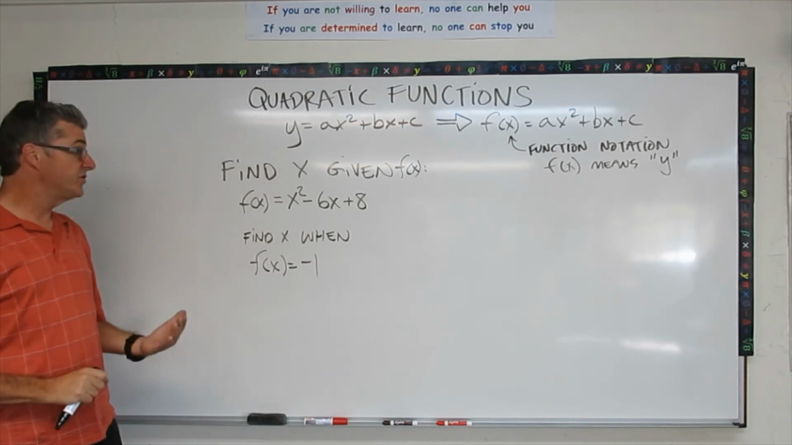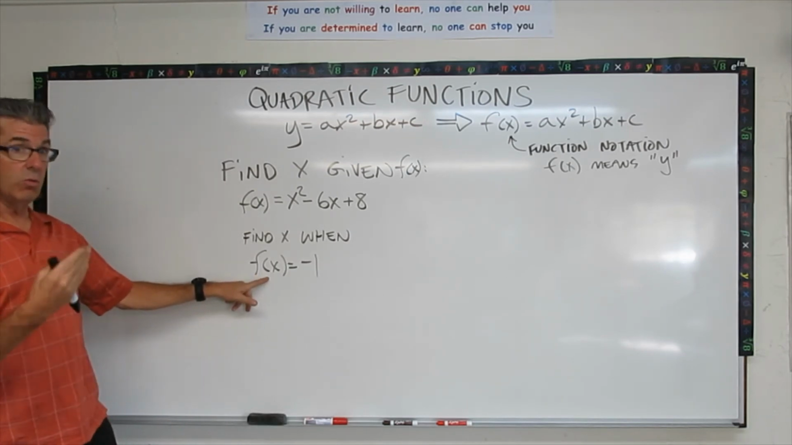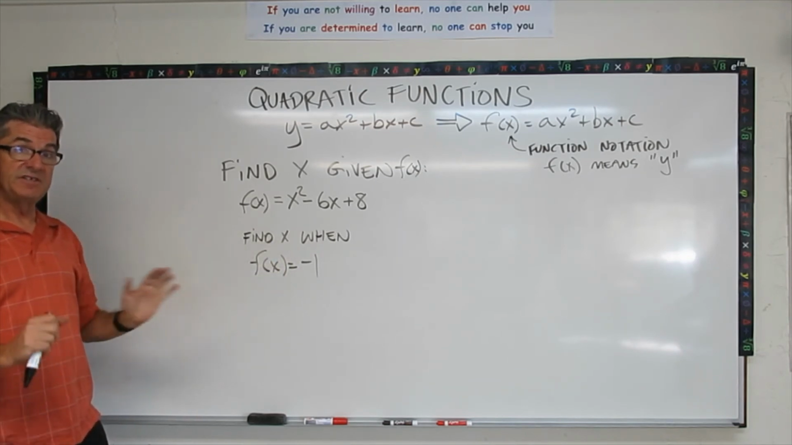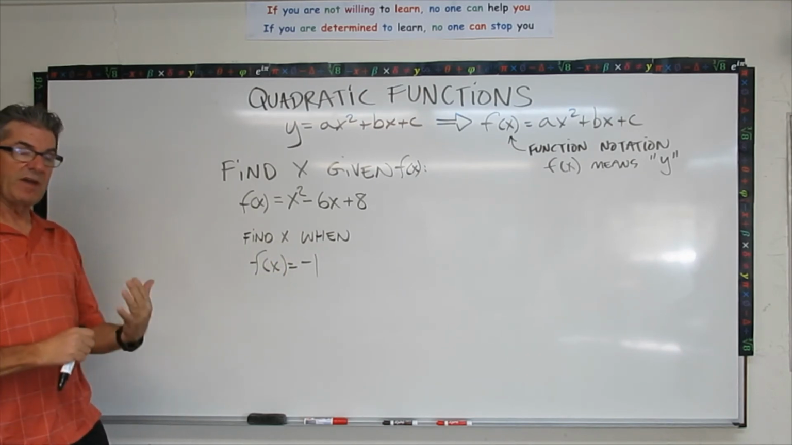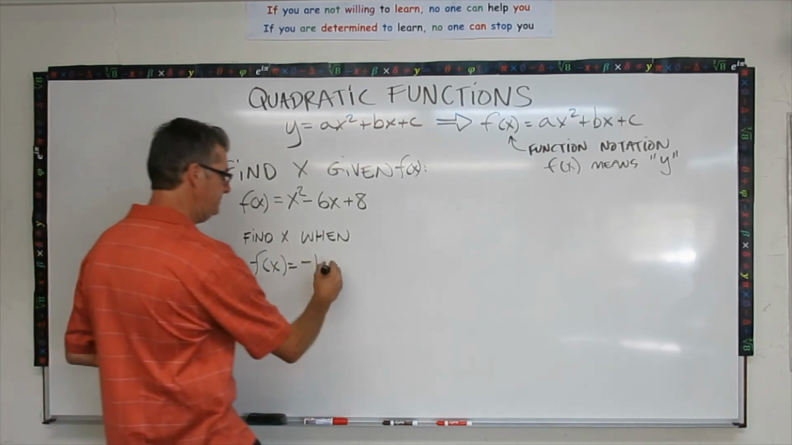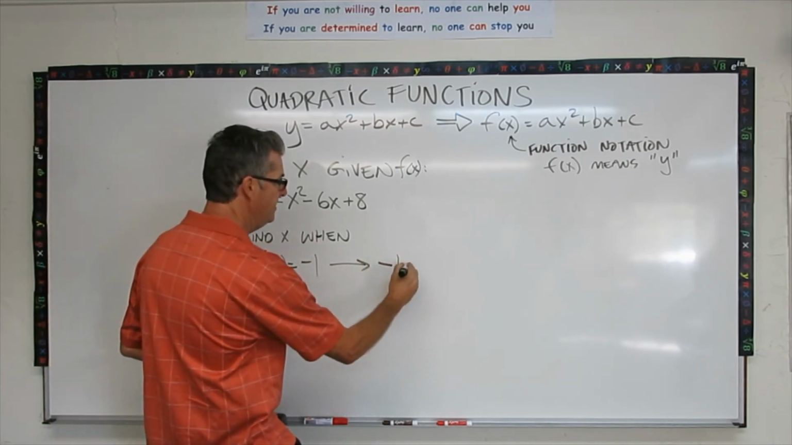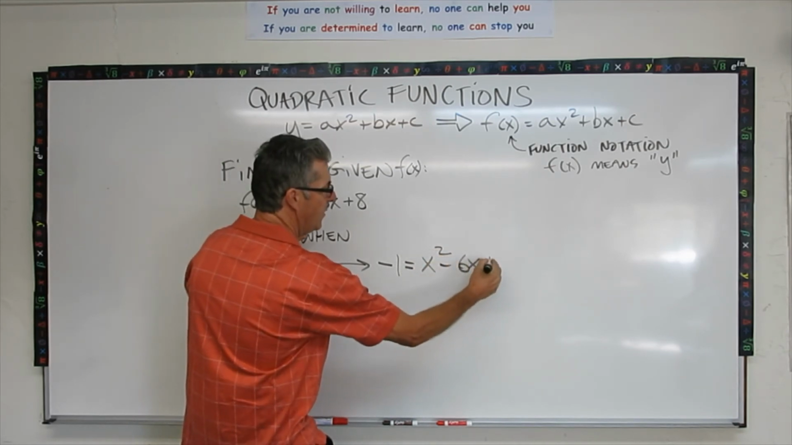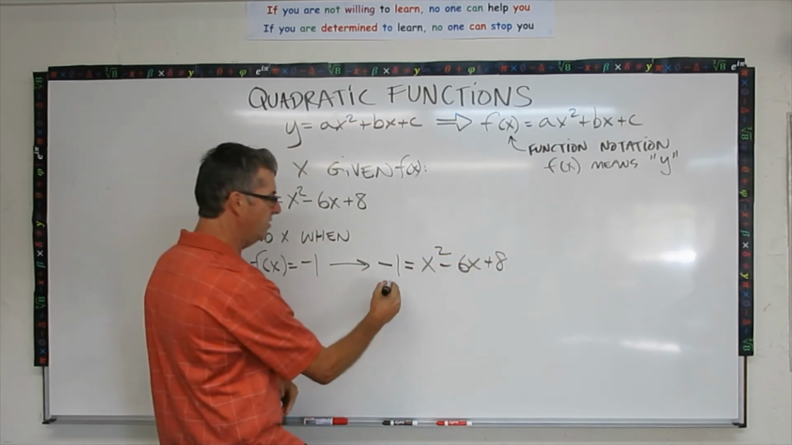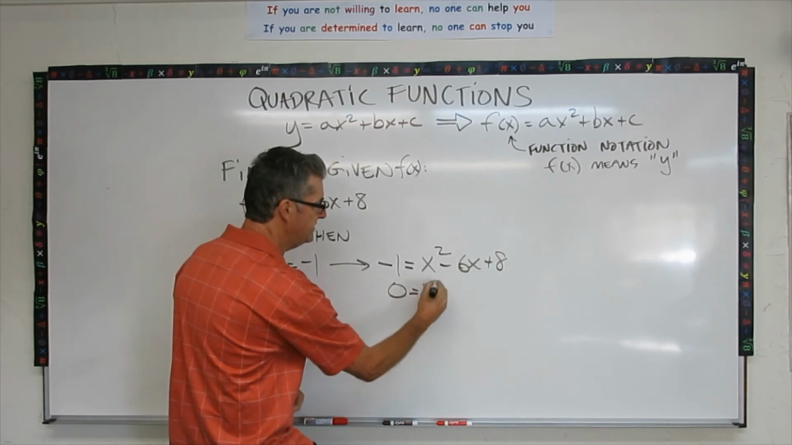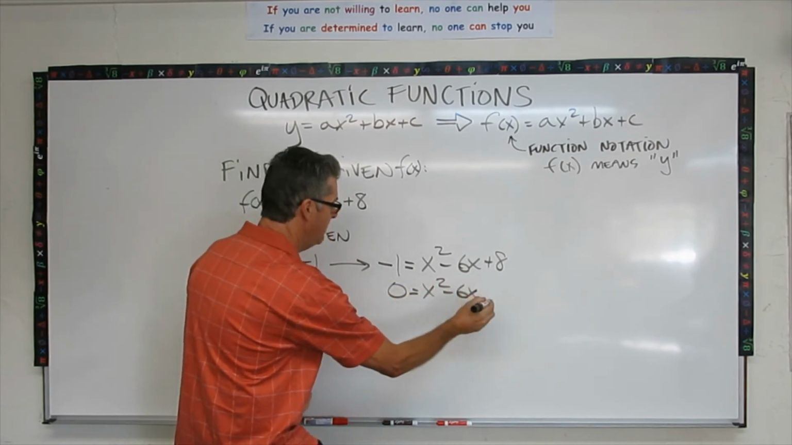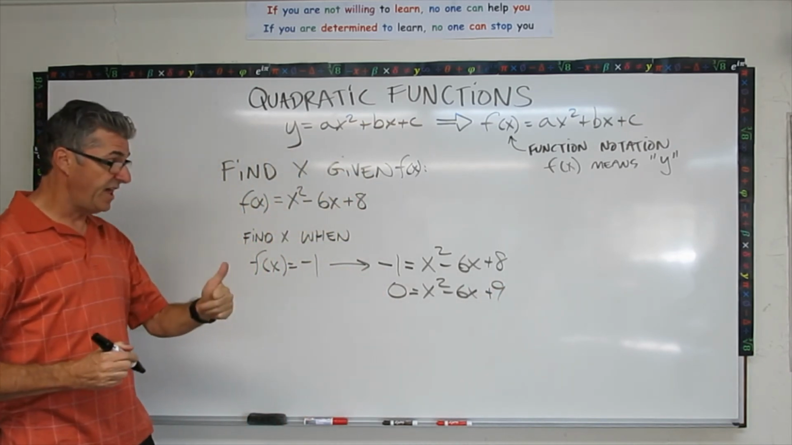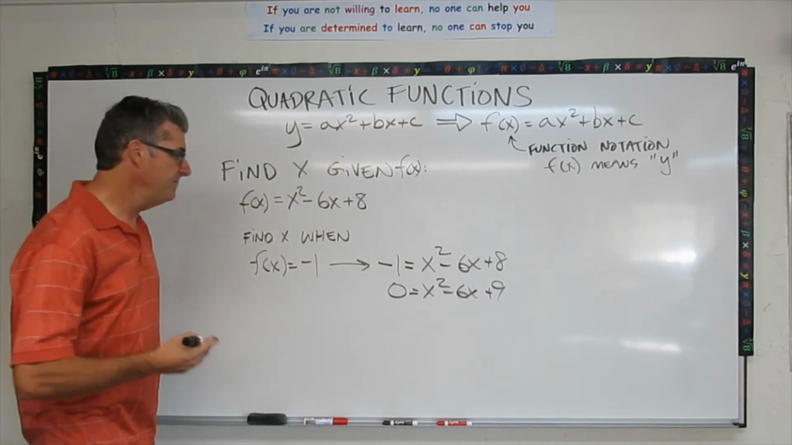Okay, I'd like you to try one. When f of x, or y, equals negative 1, find x. Pause the video, see if you can get through that. Okay, let's set it up. Negative 1 equals x squared minus 6x plus 8. Move the constant over. 0 equals x squared minus 6x plus 9. Now, if you want to pause the video here and see if you can finish, please do that. I'm going to keep going.